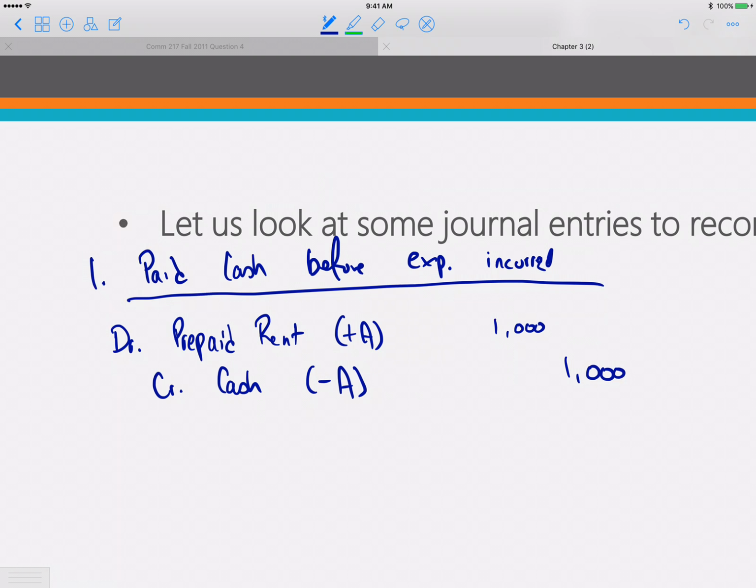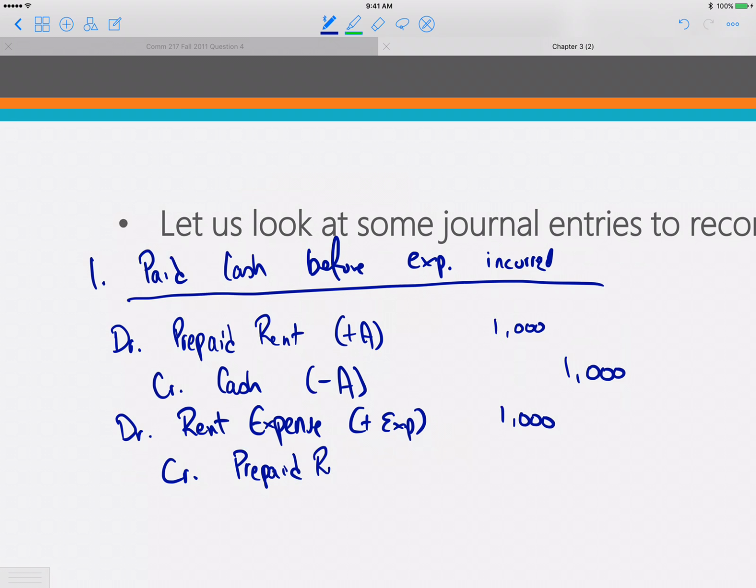But now, when it comes to the end of the period and we've quote unquote used up the rent, we've actually stayed there, we've used it for our operations, there is no longer a future economic benefit. So we now expense this. So we would debit rent expense. So that is an increase to expenses of $1,000, and we credit prepaid rent. We've used up the asset. There is no longer a benefit for us.